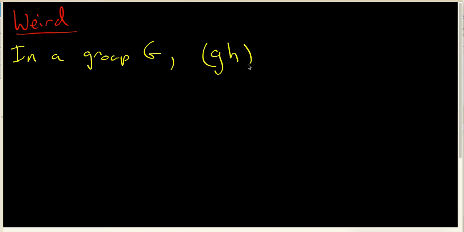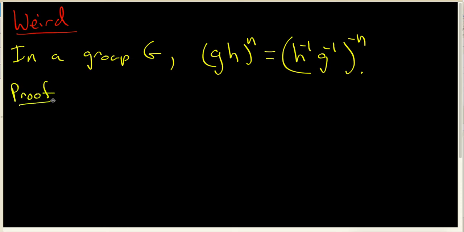So now it's time to look at that weird stuff that the author has as part of his third property of exponent rules. And I want to restate it. What the author tells us is that in a group G, the element gh raised to the n is equal to the element h inverse times g inverse raised to the minus n. And that is a truly weird looking formula. So I want to think about how we would go about proving this. I'm going to actually start by looking at the right-hand side and examining it pretty closely.